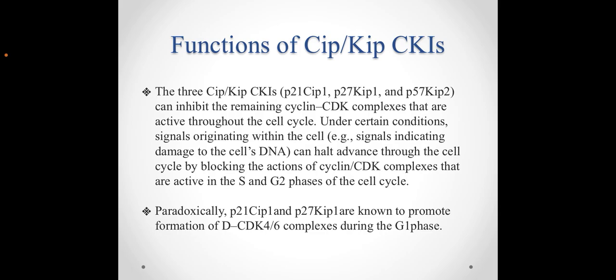If we talk about the function of the CIP/KIP CKIs, the three CKIs, P21 CIP1, P27 KIP1, and P57 KIP2, can inhibit the remaining cyclin CDK complexes that are active throughout the cell cycle. Under certain conditions, signals arising within the cell, such as signals indicating damage to the cell's DNA, can halt advance through the cell cycle by blocking the action of cyclin CDK complexes that are activated in the S and G2 phase of the cell cycle. Paradoxically, P21 CIP1 and P27 KIP1 are known to promote formation of D-CDK4/6 complexes during the G1 phase.